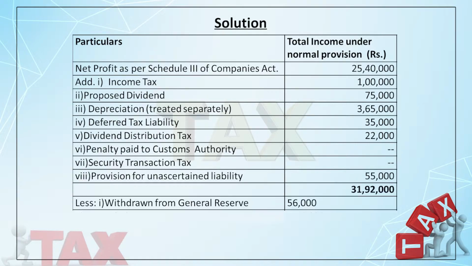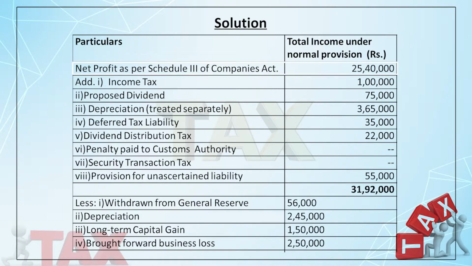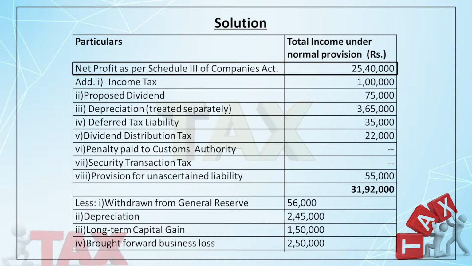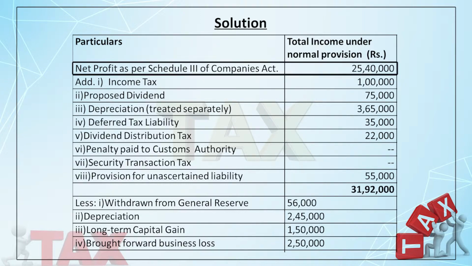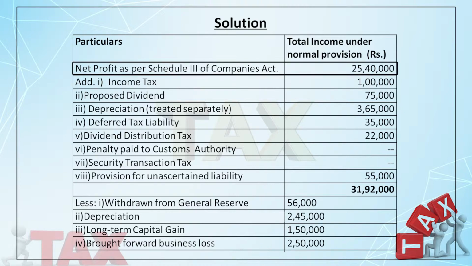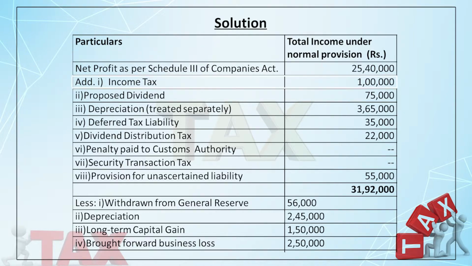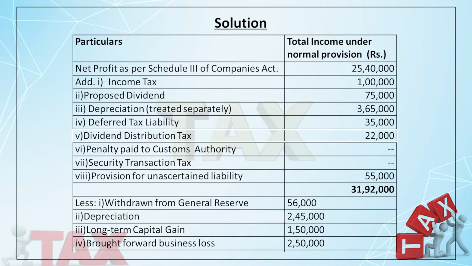Let us see. So, prepare the column and the starting point is the net profit as per Schedule 3 of the Companies Act, that is net profit as per statement of profit and loss rupees 25,40,000. This is the starting point. Then you have to add income tax 1 lakh, proposed dividend 75,000, depreciation 3,65,000, deferred tax liability 35,000, dividend distribution tax 22,000 and provision for unascertained liability 55,000.